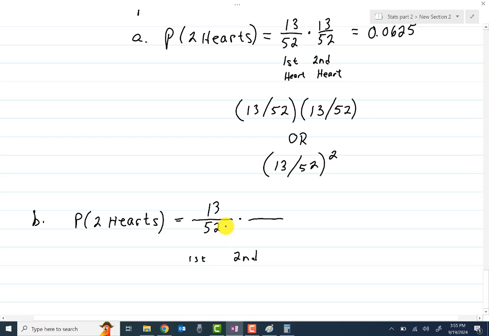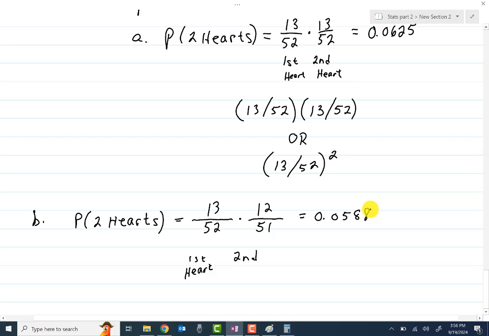However, I don't put that card back, so there's only 51 cards. Now I'm making sure that the first card was a heart. So I have sitting on my desk a heart. What's left in the deck? 51 cards and 12 hearts. And if you go 4 decimal places on this one, this is what you'll get.